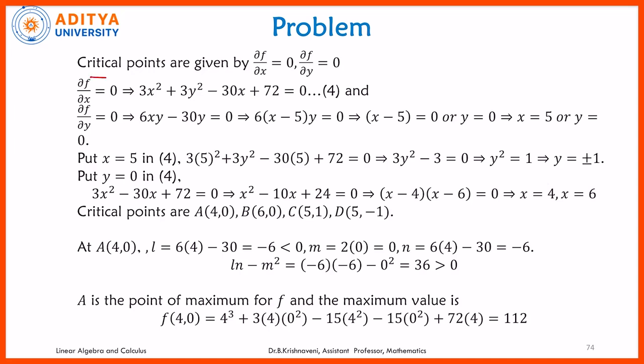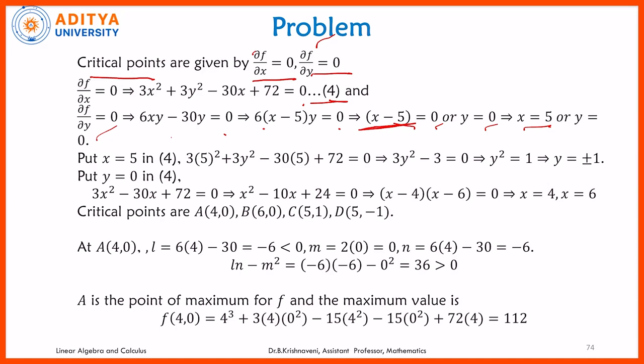Now, to find the critical points, we need to equate dou f by dou x and dou f by dou y to 0. That is, dou f by dou x is equal to 0 and dou f by dou y is equal to 0. If dou f by dou x is equal to 0, you get the equation 3x square plus 3y square minus 30x plus 72 is equal to 0. Let it be equation number 4. And dou f by dou y is equal to 0 implies 6xy minus 30y is equal to 0. From this, you can have 6y into x minus 5 is equal to 0. That means you are getting two cases, either x minus 5 is equal to 0 or y is equal to 0, which means x is equal to 5 or y is equal to 0.